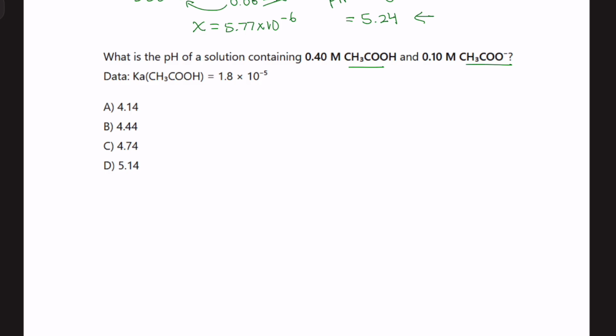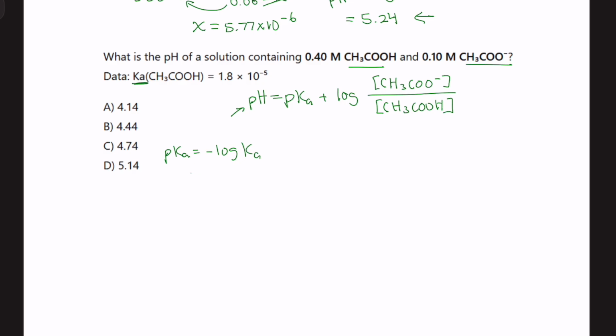The Henderson-Hasselbalch equation is pH equals pKa plus log of the conjugate base, which in this case is CH3COO-, over the acid. So what I want to find is pH, and I need to find out what pKa is in order to calculate. So what I'll do is I'll use this Ka value. Remember that pKa equals negative log of Ka. So negative log of this value is going to give me 4.74.